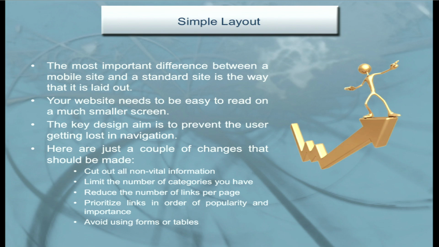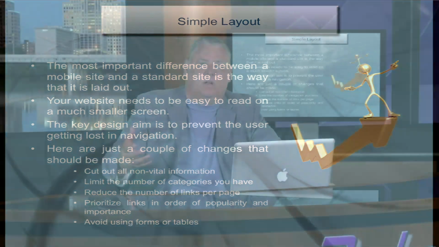A couple of changes, like I said: cut out some of the non-vital information, limit the number of categories. You want to keep it simple and keep the things that they want. For example, for a restaurant, you'd want to have a menu tab because that's important, and limit the number of links per page. You might not want to have all the information about your office staff because they probably aren't going to be looking at that on their phone. They're just going to want to know, let's say you're a dentist, can I get in to see you? And then, like I said, avoid using forms, tables, and things that are difficult to read on that smaller screen.